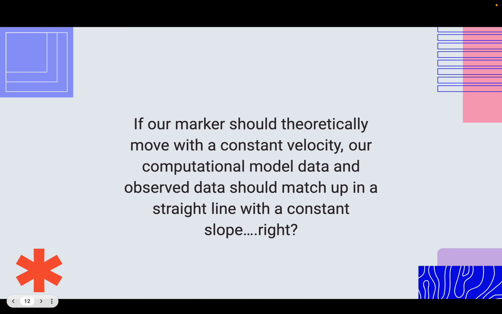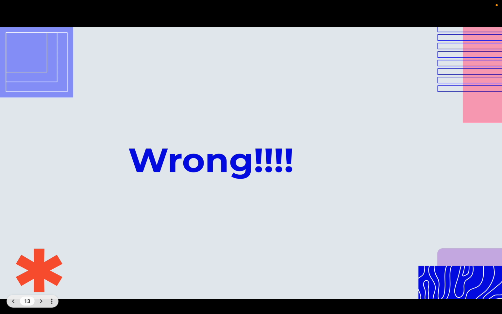If our marker should theoretically move with a constant velocity, our computational model data and observed data should match up in a straight line with a constant slope, right? Wrong.